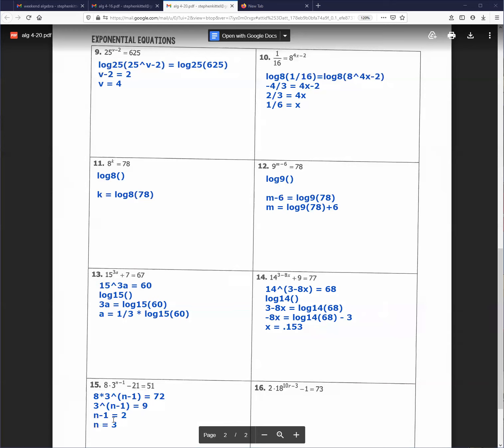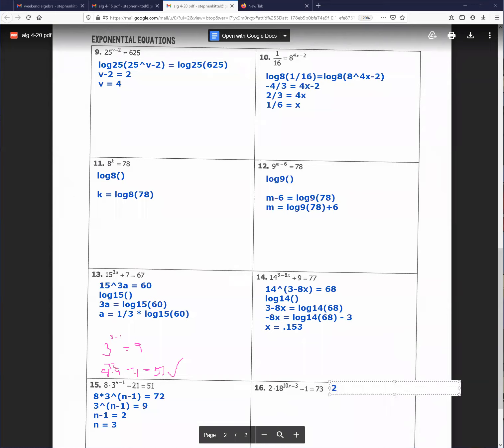Let's check it, actually. If we put a 3 here, 3 to the 3 minus 1 is 3 squared, which is 9. So we have 8 times 9 minus 21. 8 times 9 is 72. 72 minus 21 is 51. Yes, it worked. Okay, good stuff. So if you need to check your answers, that's how you're going to do it, even if it means you have to plug some really awkward number into a calculator. Hey, whatever, you use the calculator, don't worry about it.